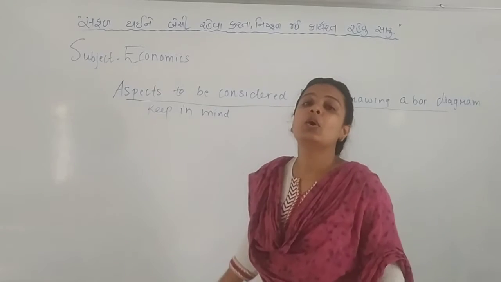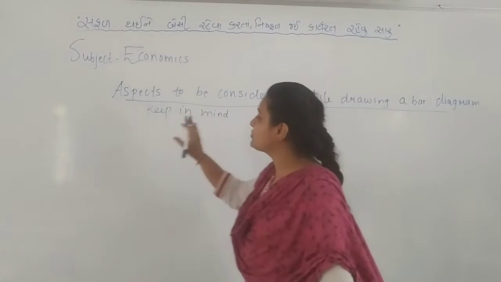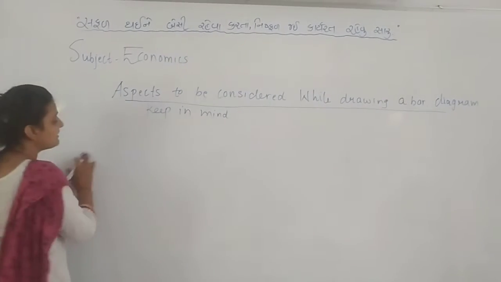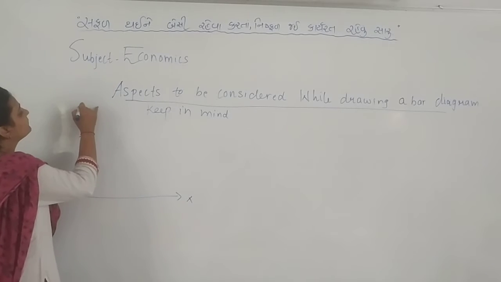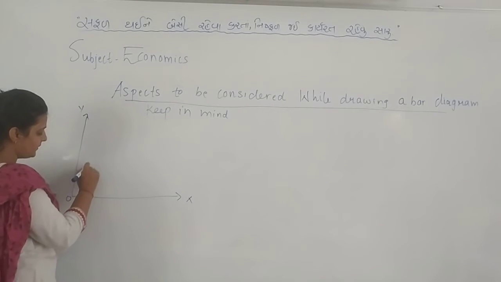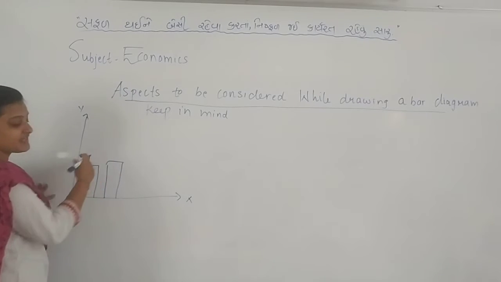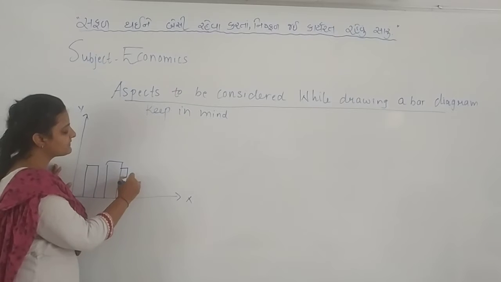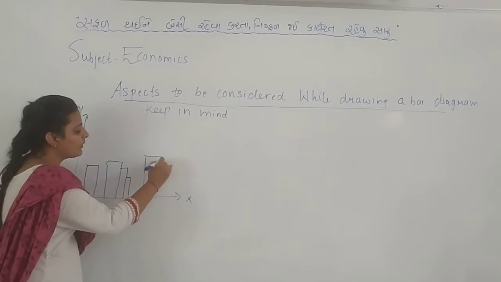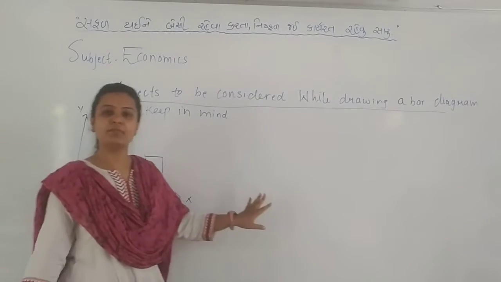Keep in mind while drawing a diagram or graph, right? So what things will you be keeping in mind? I am just giving an example. X-axis, Y-axis. So we are drawing the bars this way. These are considered as simple bars, or if you are drawing a cluster, you draw this way. If you are going for the divided, you divide it this way. So this is the kind of bar diagram.